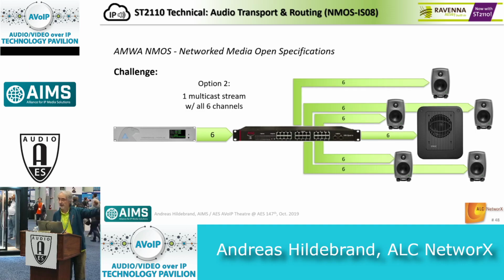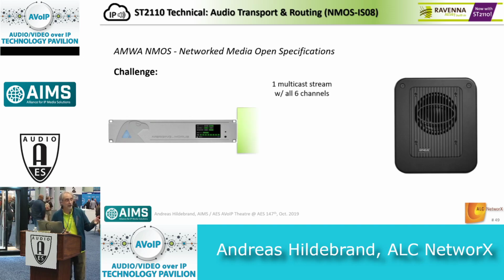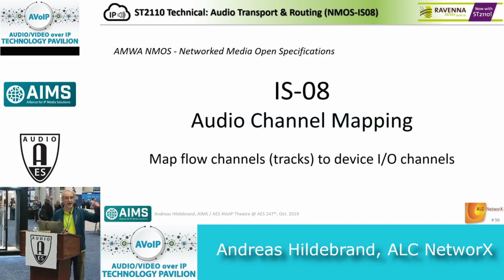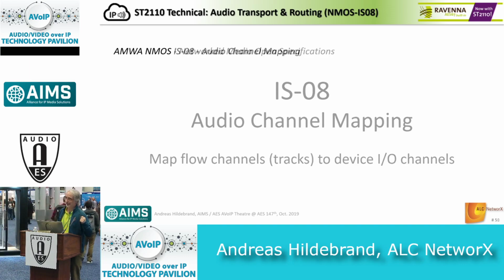Then I can tell the speakers to subscribe to this multicast stream. So every speaker is receiving the same multicast stream with all the 6 channels in it. Now the challenge apparently is, how does an individual speaker know which of these 6 channels it should play back? It's getting all the 6 channels in one stream, and how does it know that it should play back the LFE channel out of that stream? That's the challenge, and that's actually where IS-08 kicks in. That's the audio channel mapping interface specification, where we can map flow channels to device I/O channels.